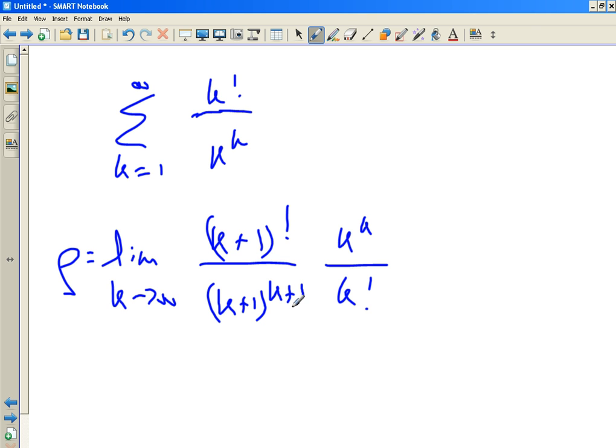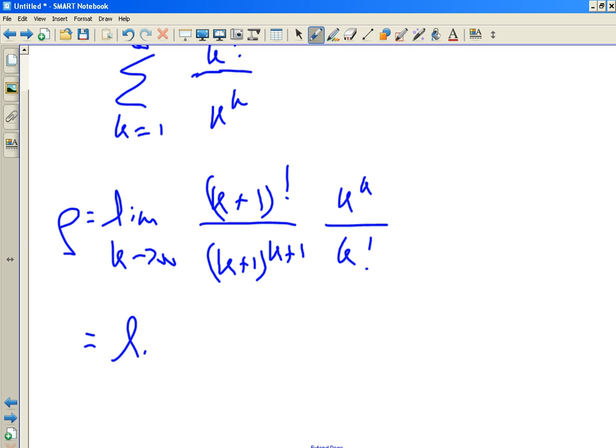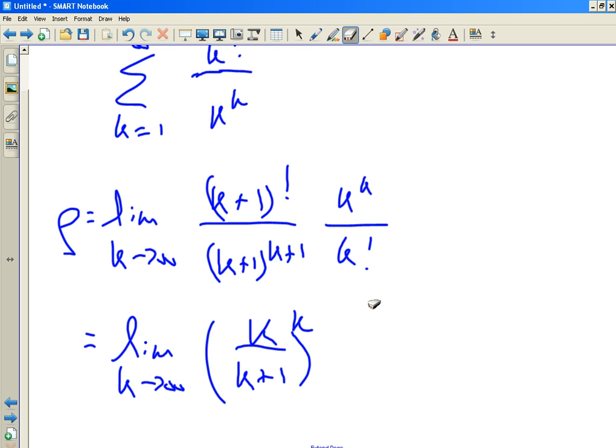K plus 1, well, right. We cancel out one factor of k plus 1, right? So if we divide the k plus 1 that's left from the factorial into the k plus 1 to the k plus 1, we lose the 1, right? Okay, so this is what we get. The limit as k goes to infinity of k over k plus 1 to the k. How do you evaluate that limit?